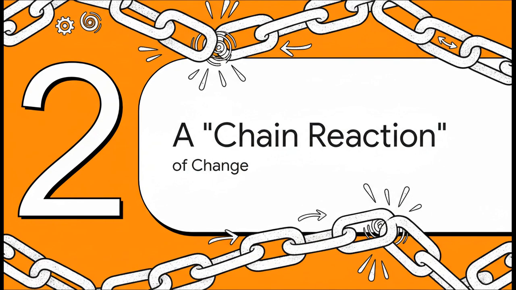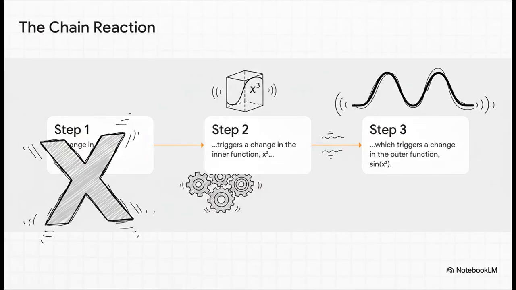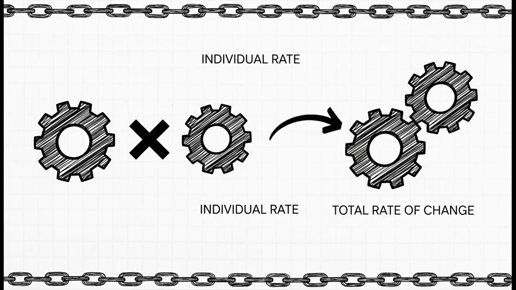Now, before we even touch the official formula, let's just think about this intuitively. The name chain rule is actually a fantastic clue. It really is like a chain reaction. So think about it this way. When you nudge the value of x just a little bit, it doesn't just instantly change the final answer. No, first, that nudge causes a change in the inner part, the x cubed, and then that change ripples outwards, triggering a change in the outer sine function. It's like a domino effect. And that right there, that's the whole secret.